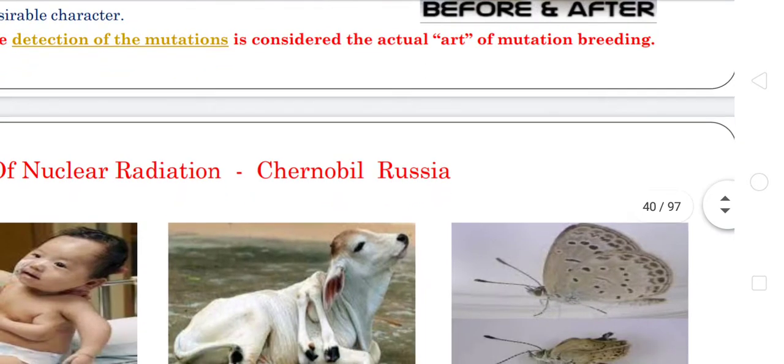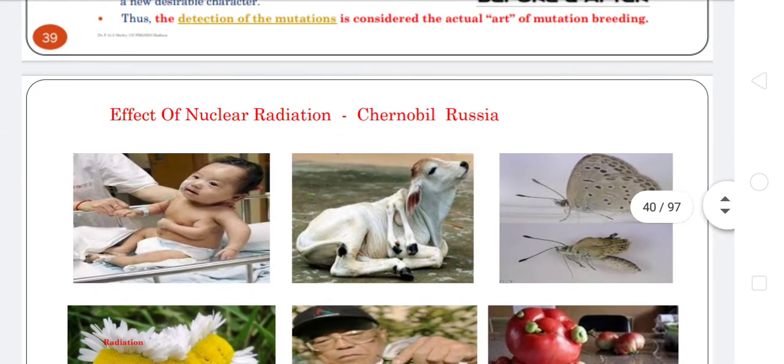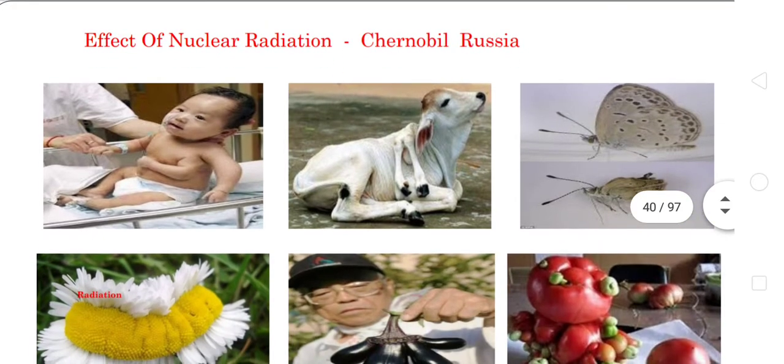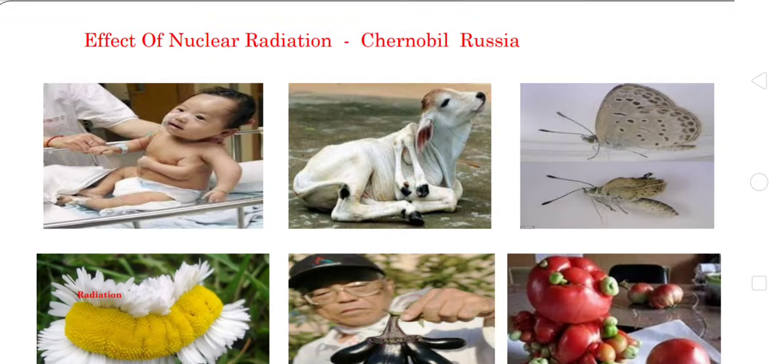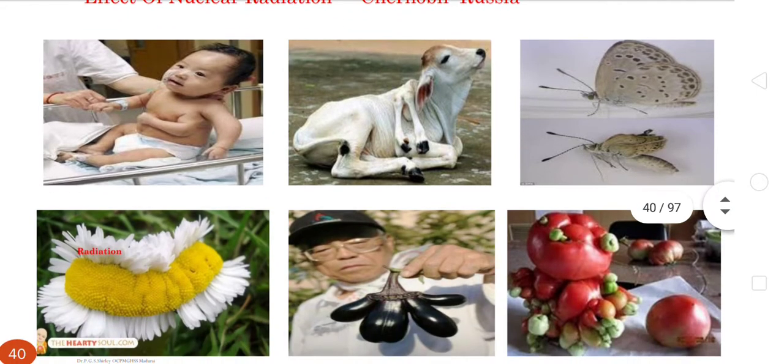Next we have to see the effects of nuclear radiation. In our country, we heard about the Bhopal gas tragedy. There was a chemical industry from which the gas methyl isocyanate was released, and it causes so many harmful effects even now. The same thing happened in Russia also, the effects of Chernobyl nuclear radiation. As a result, it affects not only the plant kingdom; it affects both the animal and plant kingdoms. Just observe the pictures.